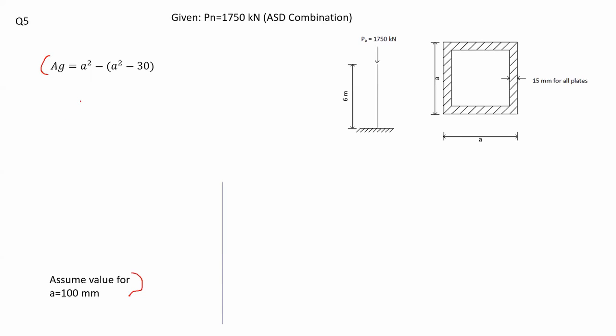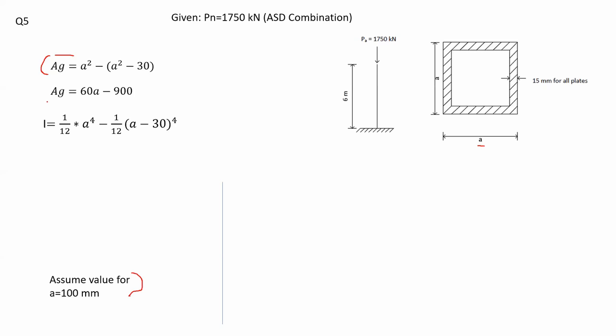If you calculate the gross area for this section with my variable A, which I'm interested in finding, it would be A squared, the whole square, minus the square inside, which is the hollow. This is how I find my AG. If we simplify the equation, it becomes 60A minus 900. Now I have an equation for AG.